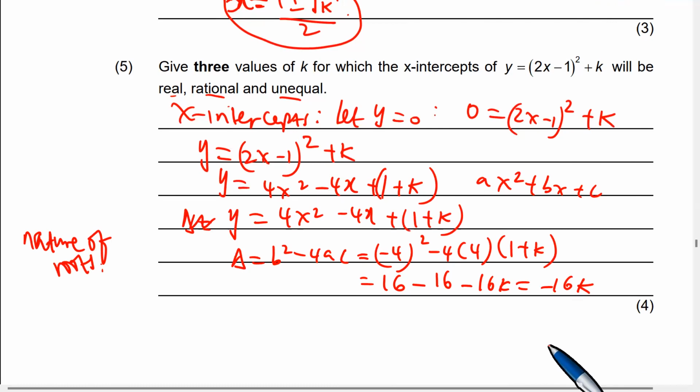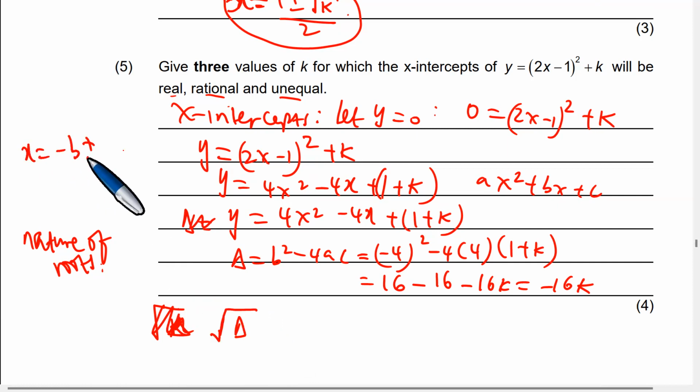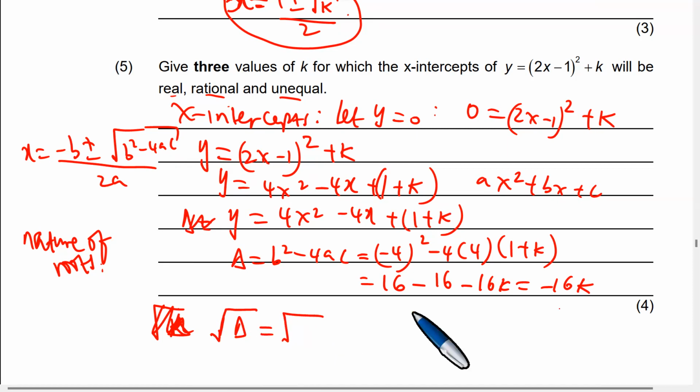And therefore, this discriminant is what is under the square root, right? So x is minus b plus or minus the square root of b squared minus 4ac, all over twice a. Under the square root we have the delta. So the delta now is minus 16k.